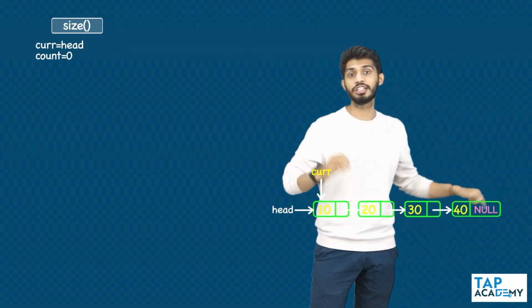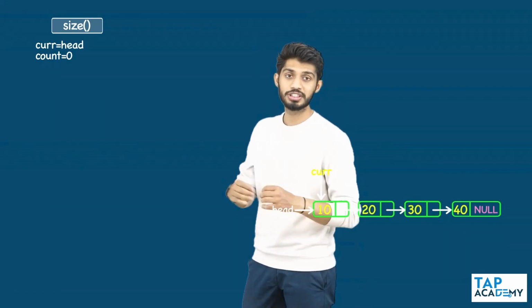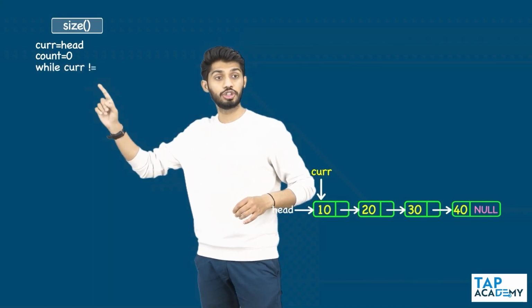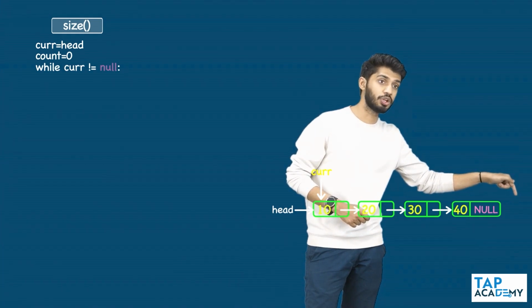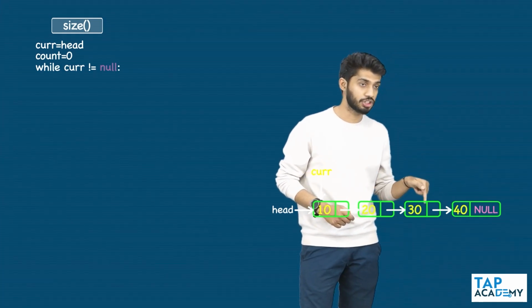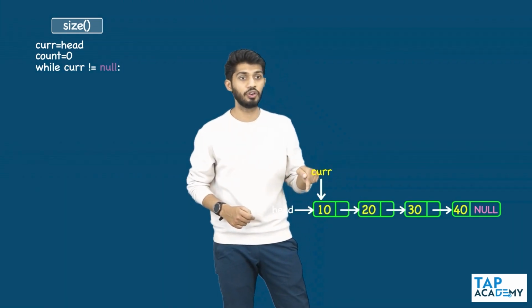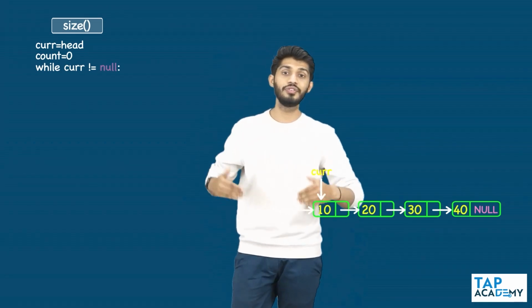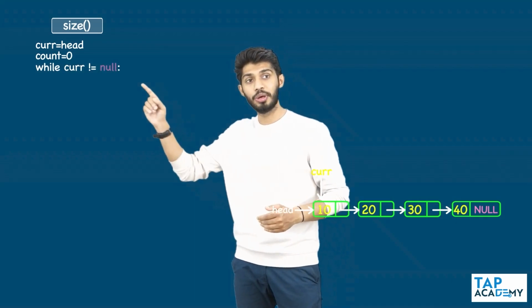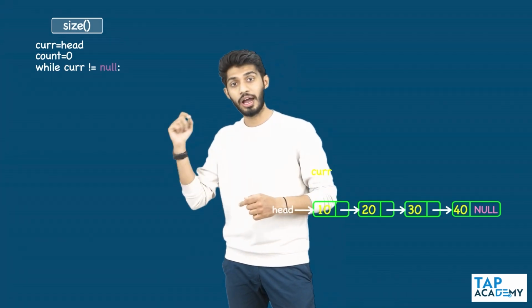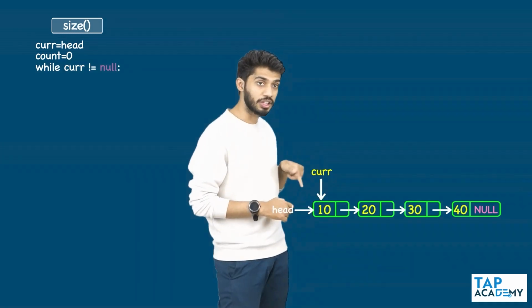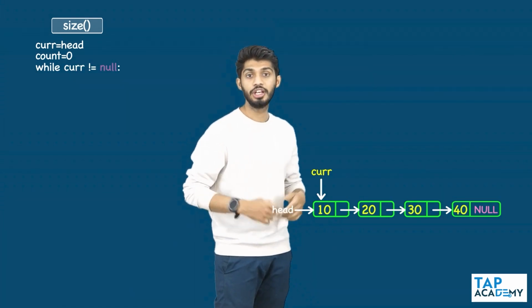For this, we have already seen a while loop. So the while is very simple. I need to say while current is not equal to null. So over here it's equal to null. Over here it's not equal to null, and over here it's not equal. So every time it is not equal to null, I need to make sure that I am increasing the value of count. Along with that, I need to make sure I am moving the current to the next node as well. So how do I do that?